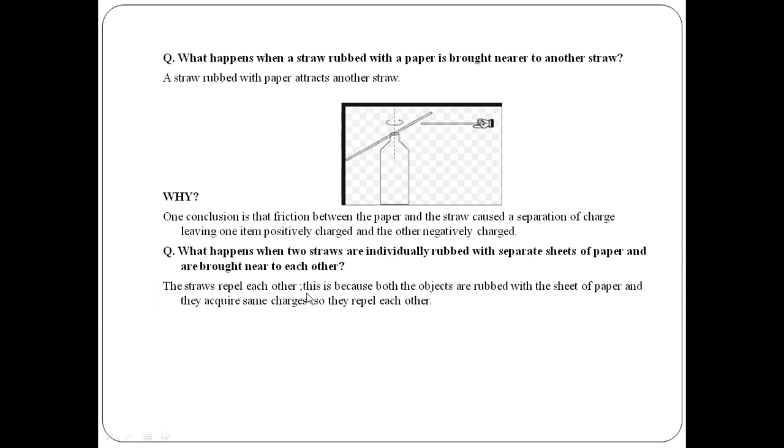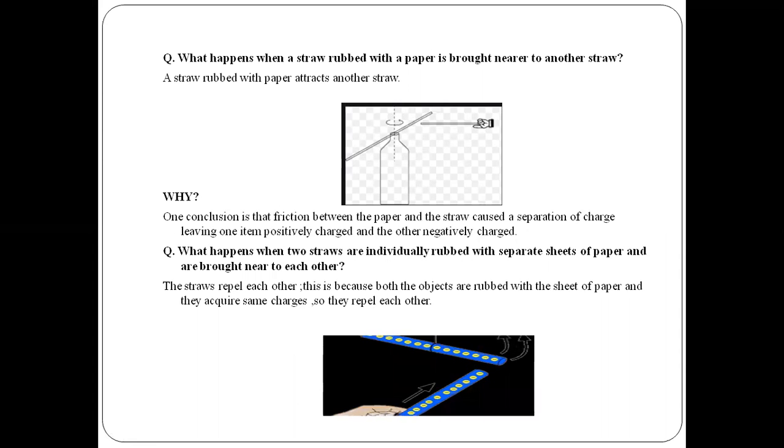What is the cause? Both the objects are rubbed with sheets of paper and they acquire the same charges, so they repel each other. Once again, when two straws are individually rubbed with separate sheets of paper and are brought near each other, they repel each other due to same charges. Very simple activity, you try at home. Now just look at this image.